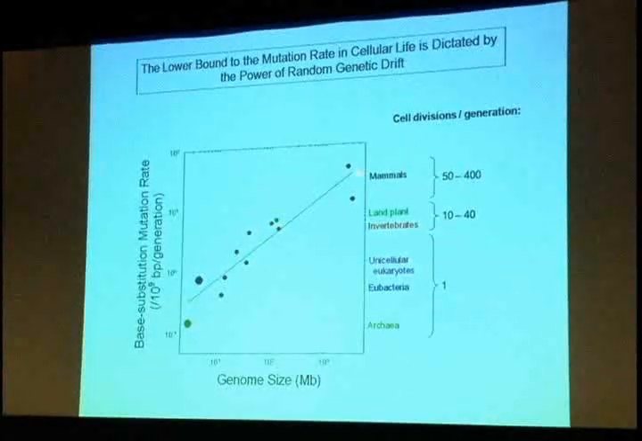Part of this increase in the mutation rate is due simply to an increase in the number of cell divisions per generation. For a single-celled organism, one cell division is one generation, but big multicellular things have germlines, and there are multiple germline cell divisions. So for invertebrates and this land plant, there's typically about 10 to 40 cell divisions per generation, and for us mammals, it's 50 to 400. 400 is probably an underestimate.